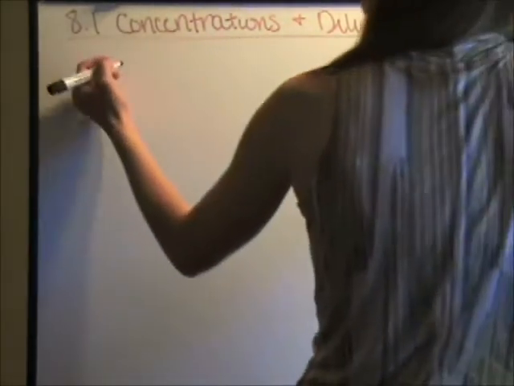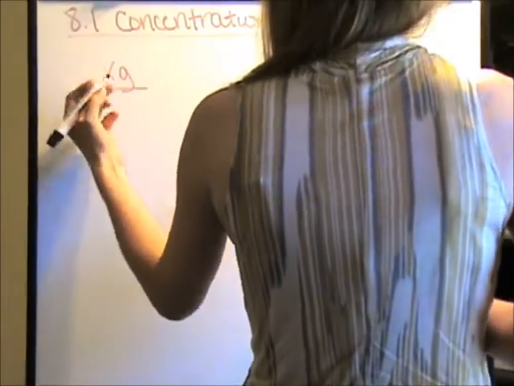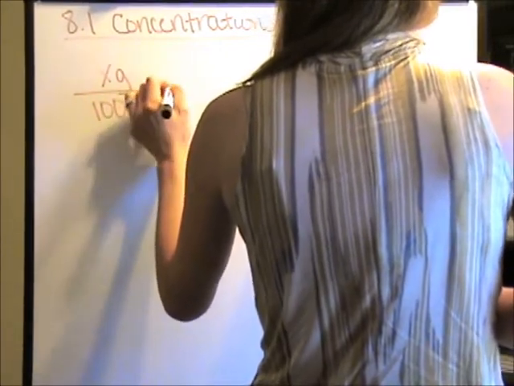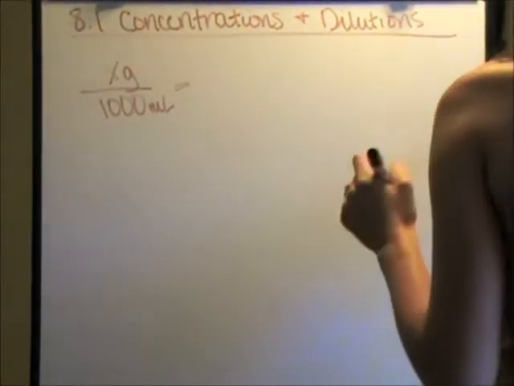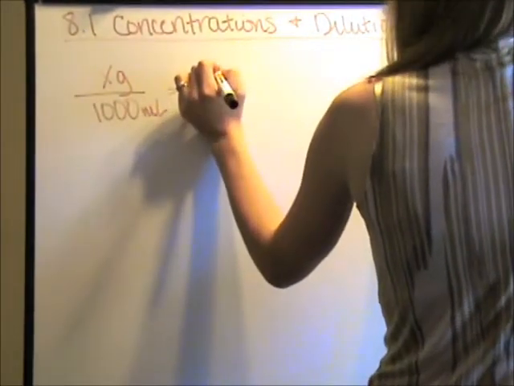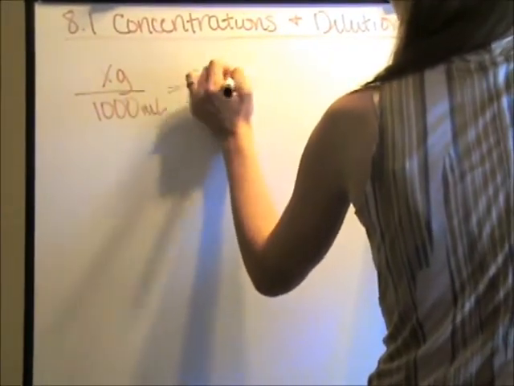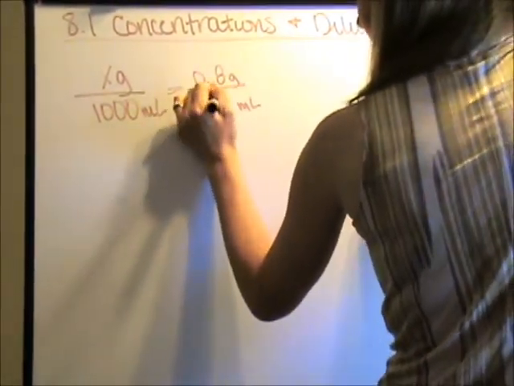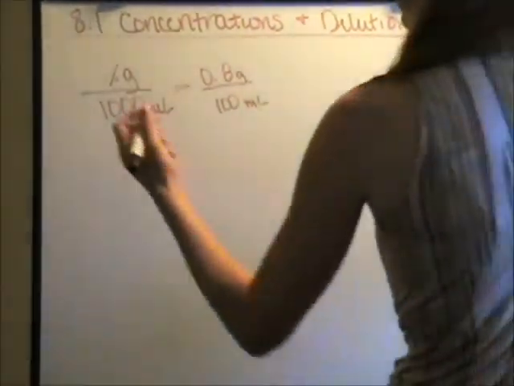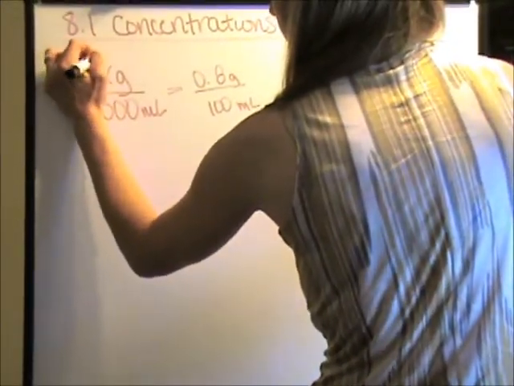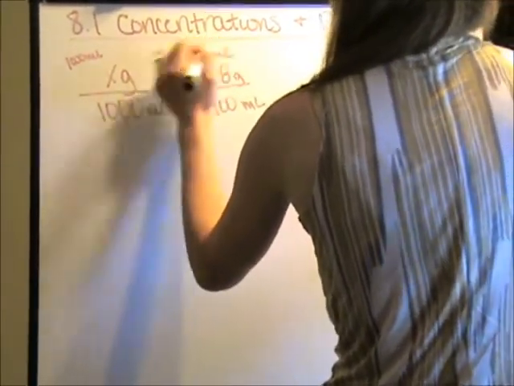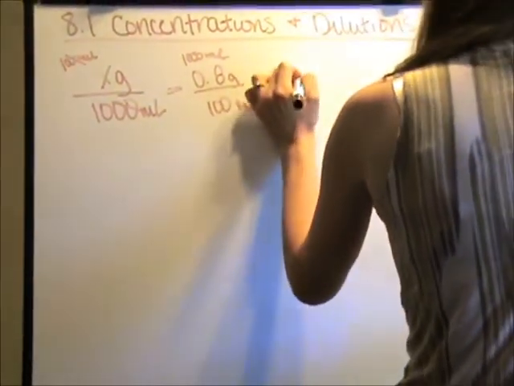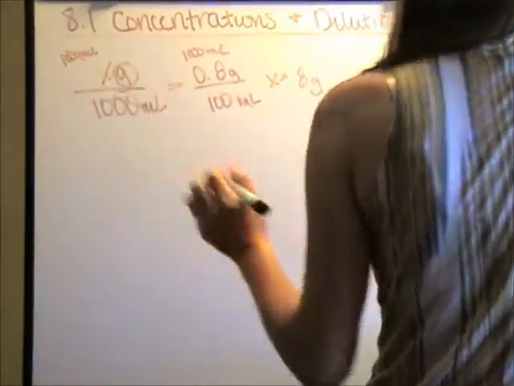So we know we're going to be solving for grams. So our desired grams is going to be our X. The desired volume is going to be 1,000 milliliters. And we know that it's a 0.8%, so that's going to be 0.8 grams. And it's weight and volume, so we know this is going to be milliliters over 100 milliliters. And we can solve for X. And X is going to equal 8 grams, because remember this is our unit of measure.